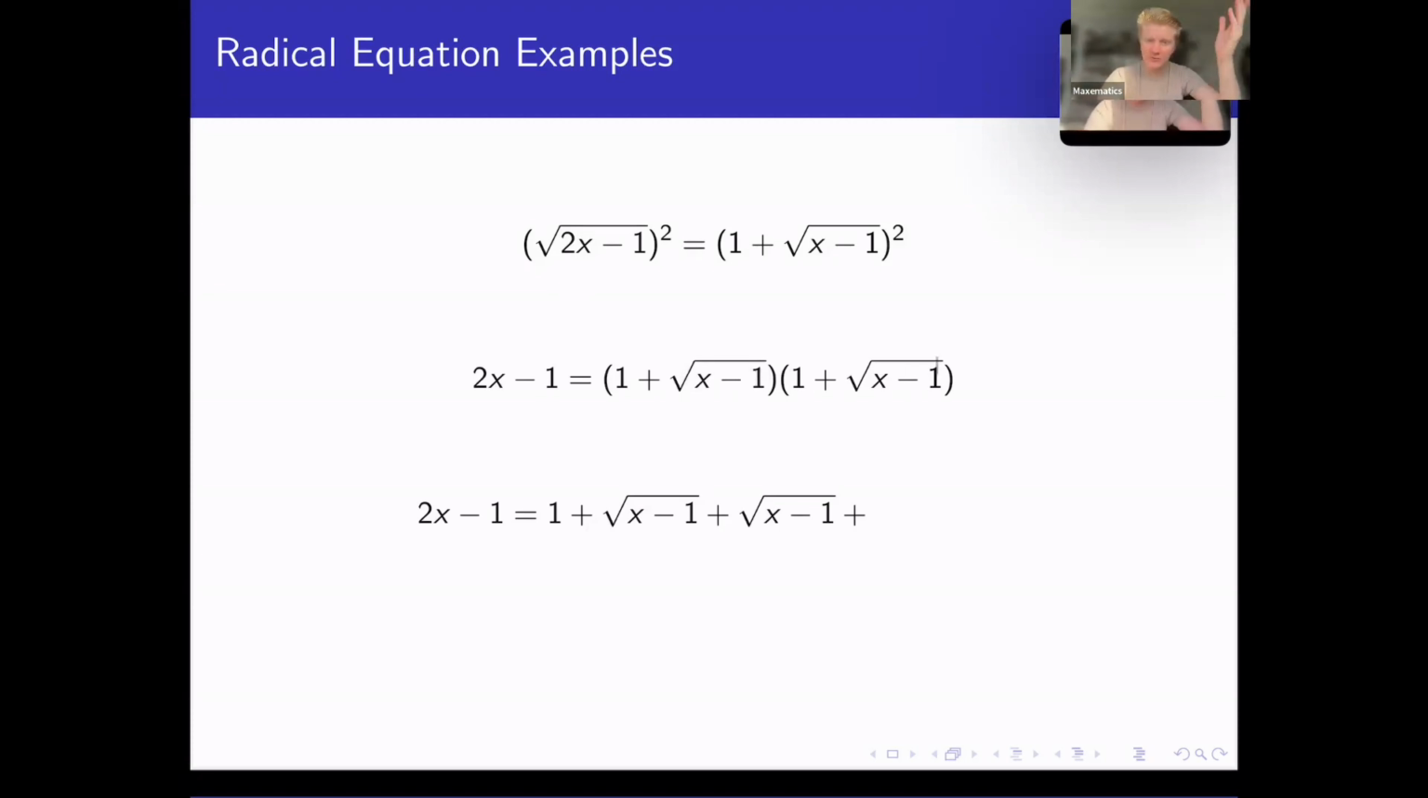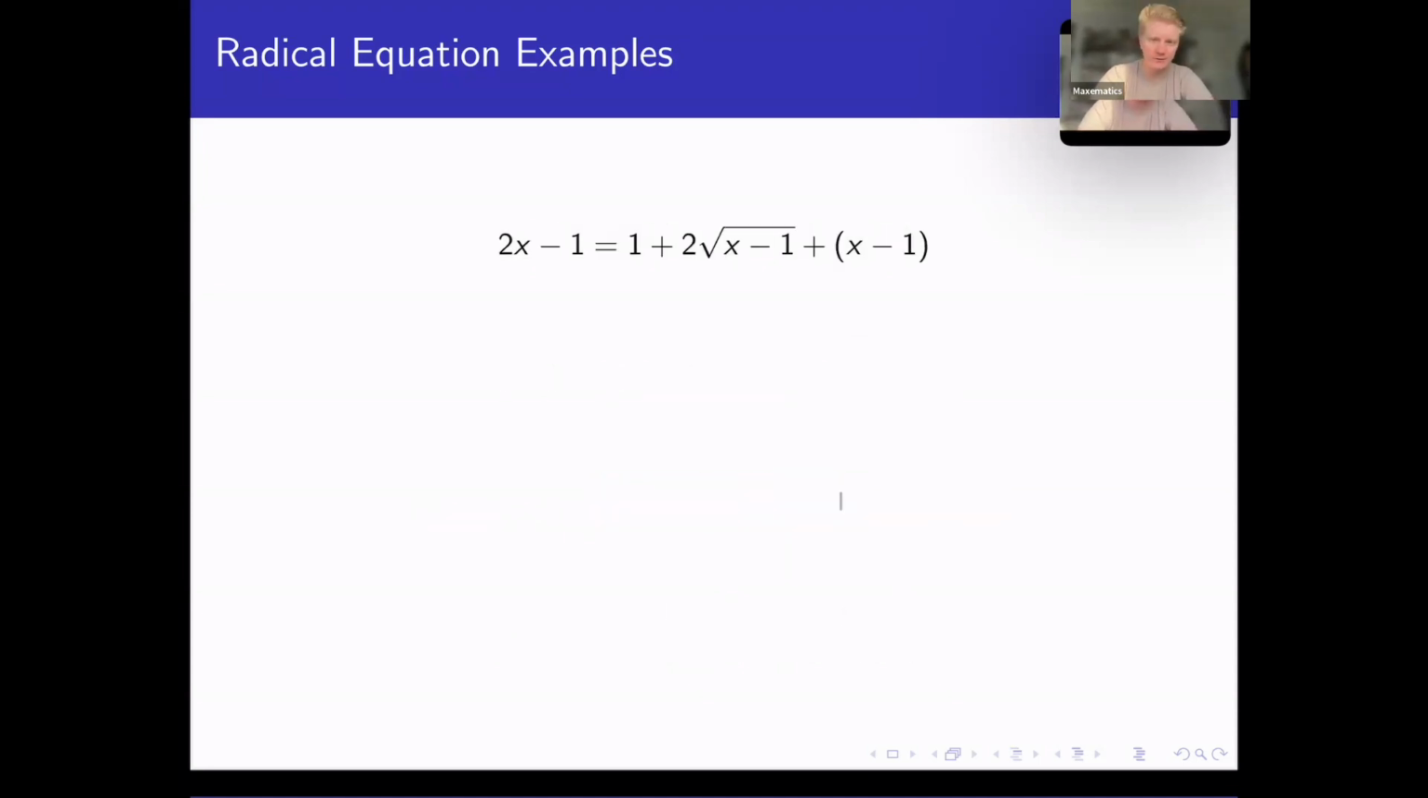Square root of anything times itself is just itself. Square root of x minus 1 plus itself is going to be 2 of them, right? If we're multiplying them, square root of x minus 1 times square root of x minus 1, it's just itself. But when we are adding, it is 2 of them. Be very careful.